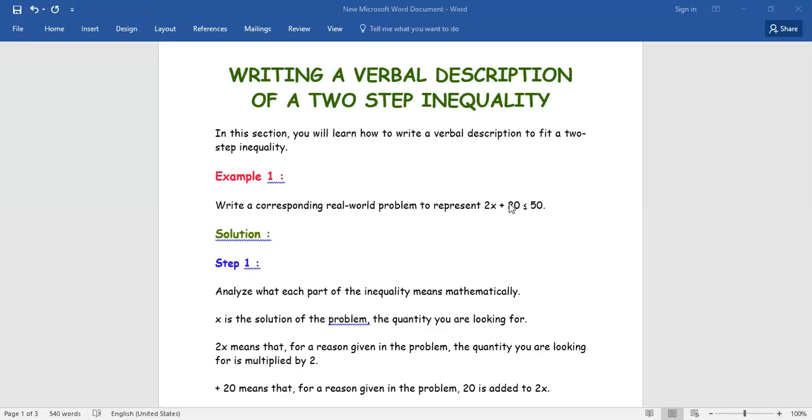The number we are looking for, when you multiply it by 2 and add 20 to it, will not be more than or greater than 50. So we can say it's at most 50.